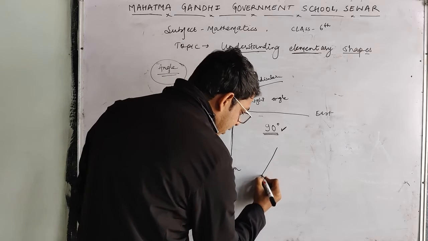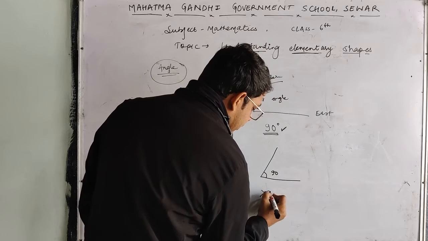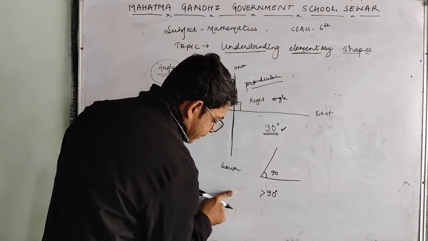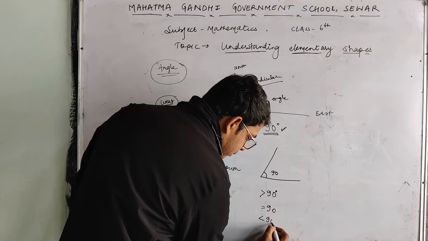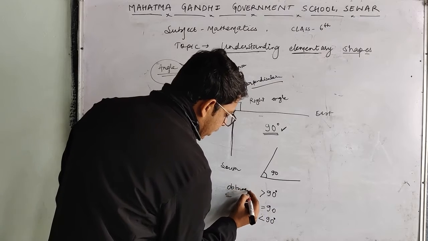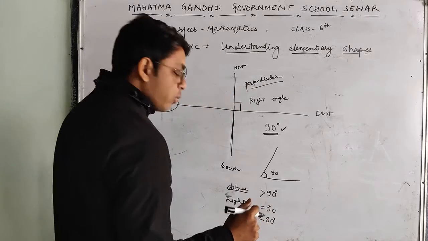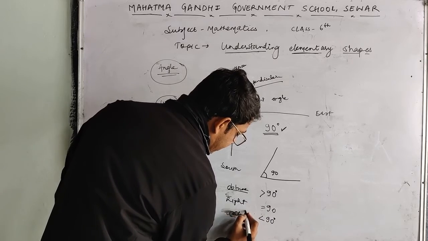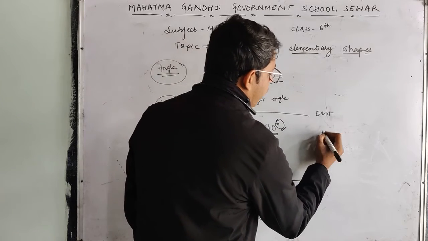If the angle is smaller than 90, there are three types of angles. If it is bigger than 90, it is called an obtuse angle. If it is equal to 90, a right angle. If it is smaller than 90, it is called an acute angle. And degree is the unit of angle.